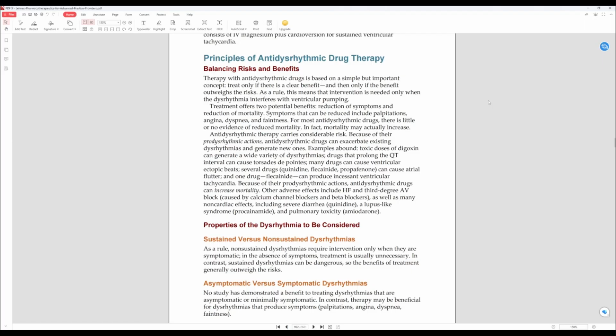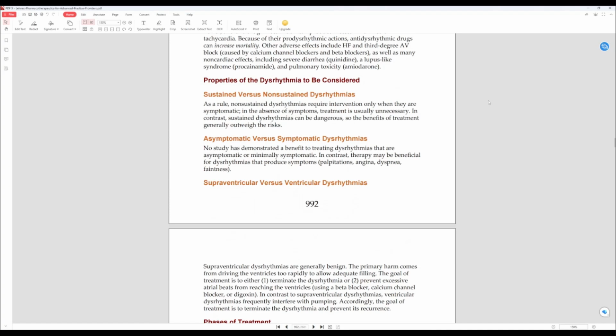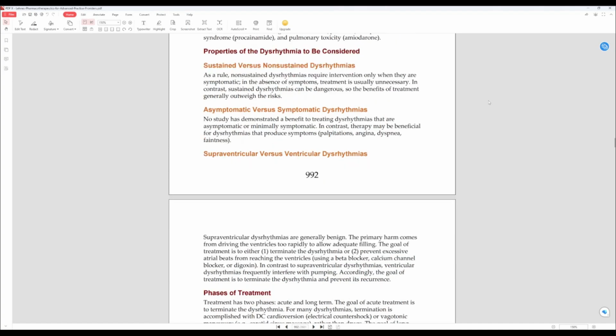Because of their pro-dysrhythmic action, antidysrhythmic drugs can increase mortality. Other adverse effects also include heart failure and third-degree AV blocks, as well as many non-cardiac effects, including severe diarrhea, a lupus-like syndrome, and pulmonary toxicity. So, one property of the dysrhythmia to consider is sustained versus non-sustained dysrhythmias.